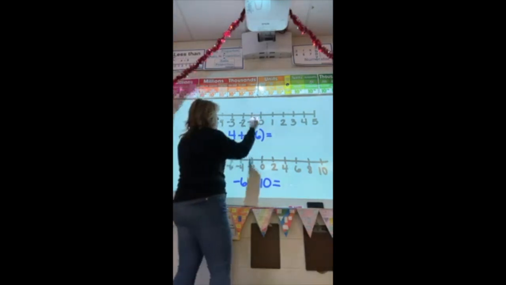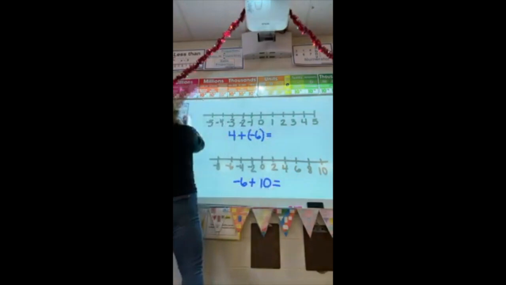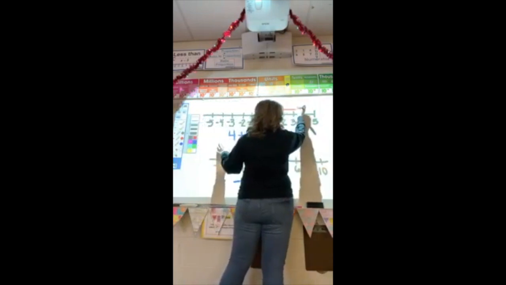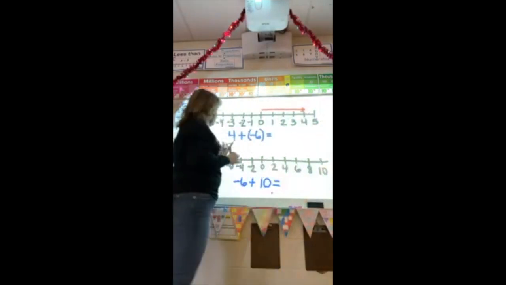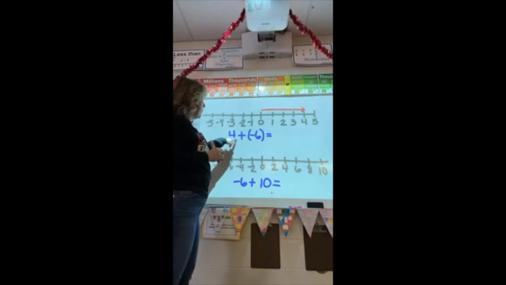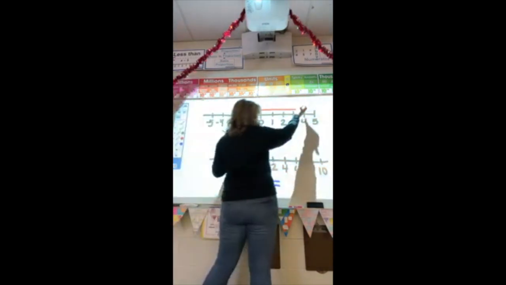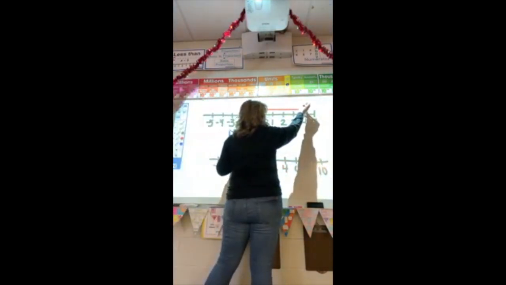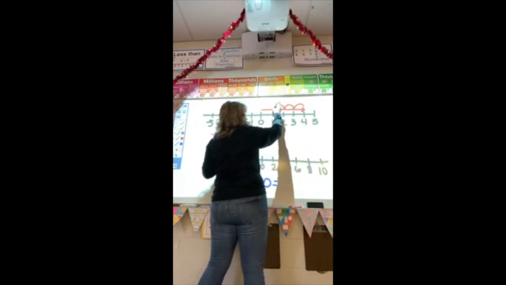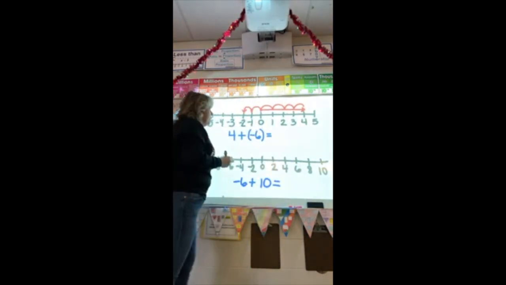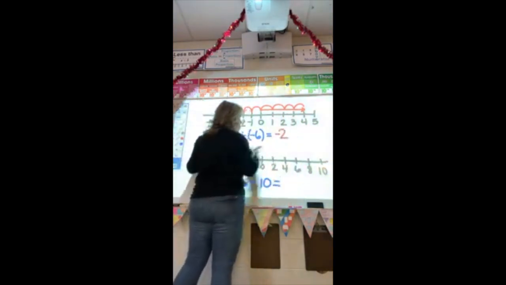Positive 4. So I'm going to start at 0 and I'm going to go to the right 4 spots. 1, 2, 3, 4. I went to the right because my number or integer is positive. Now it says I want to pair with that or add to it a negative 6. Well, negative 6 means we need to go in the negative direction, 6 spots. So I'm going to start from where we left off and now I'm going to go back 1, 2, 3, 4, 5, 6, and I end up at negative 2.